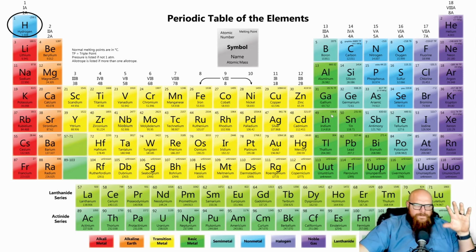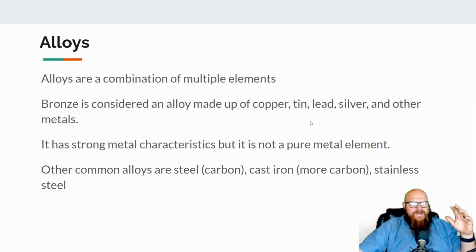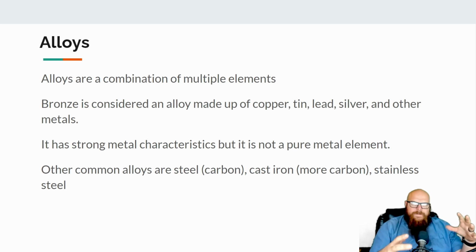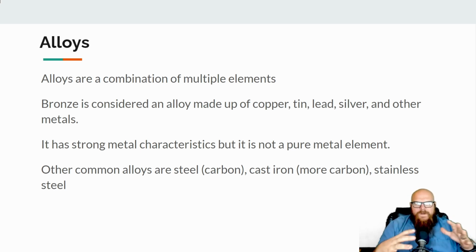So we're taking these base elements and combining them together to create what we call an alloy. An alloy is a combination of multiple elements to help create what we want. Bronze is one of the first alloys that we really came up with. If you know history, we had this thing called the Bronze Age, when we figured out that we could mix copper, tin, lead, silver, and other metals together to create different weapons or shields. We used to have an age where we found copper, and we would make weapons out of copper.